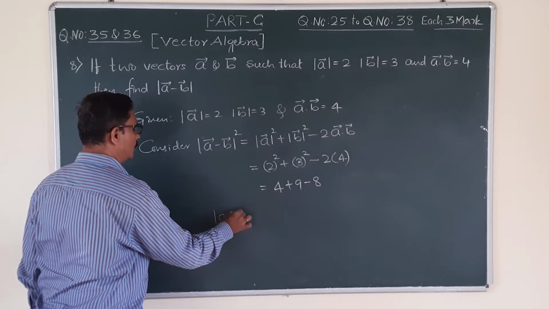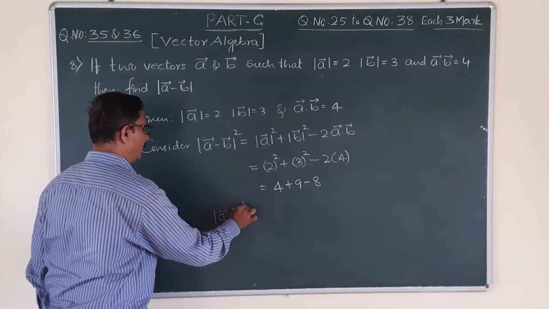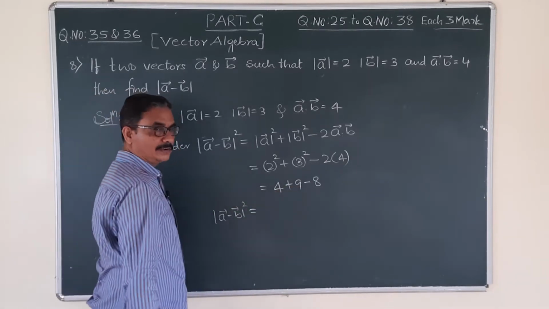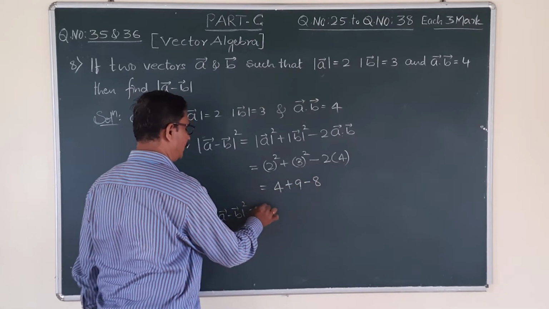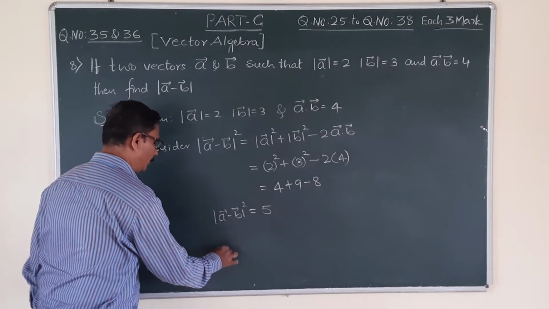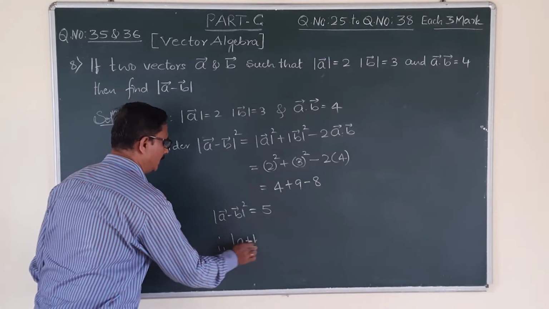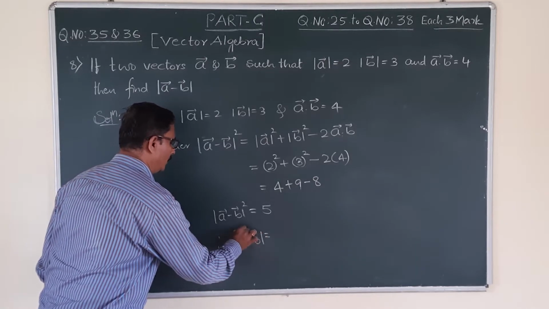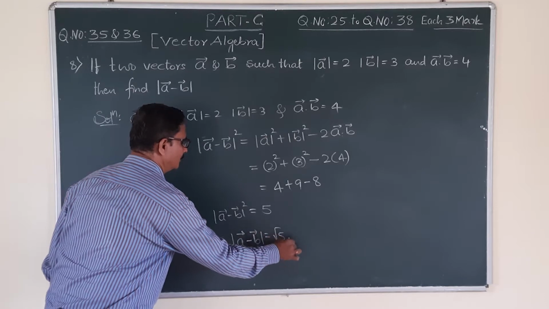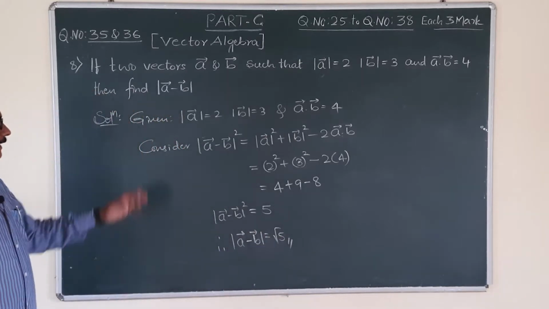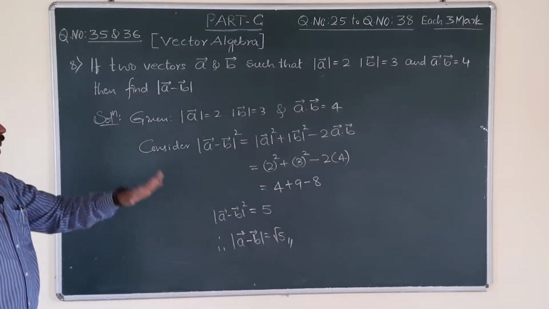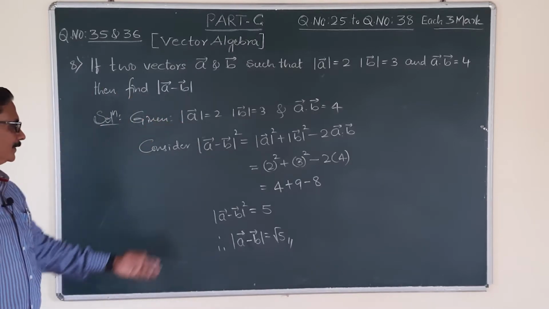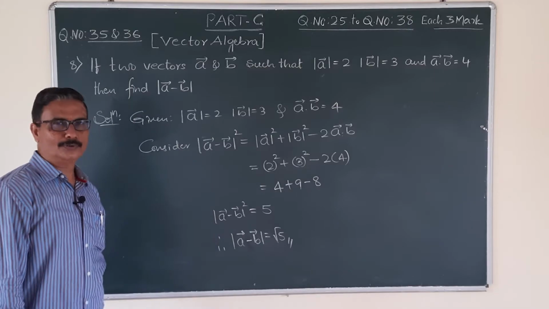So magnitude of a minus b whole power 2 is equal to 4 plus 9, 13, 13 minus 8, 5. Therefore, taking the square root on both sides, magnitude of a minus b is equal to root 5. That's it. Magnitude of a is given, magnitude of b is given, a dot b is given, find magnitude of a minus b. So the value of magnitude of a minus b is root 5.